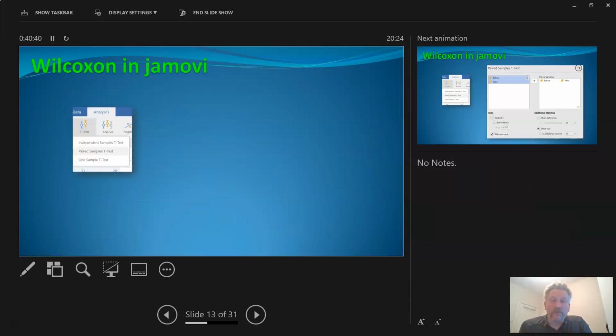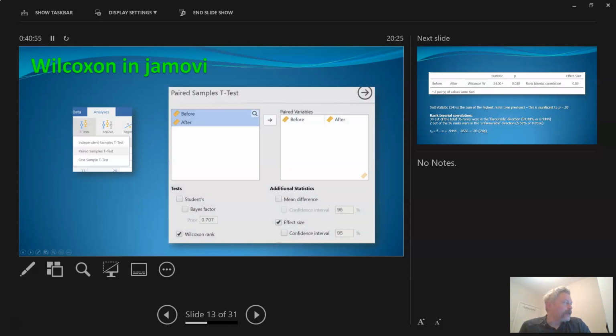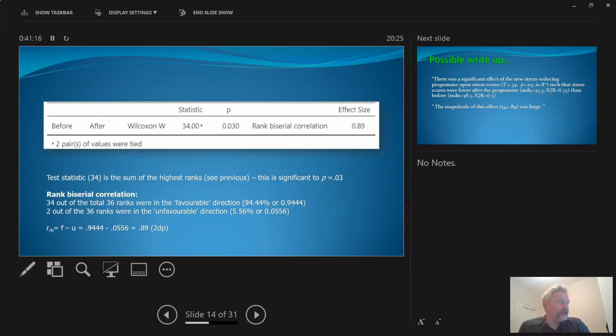When we actually run the Wilcoxon signed ranks test in Jamovi, you'll be more familiar with this when we actually get round to looking at these types of analyses. You just click on the t-test and paired samples t-test, and one of the options that you get to choose is the Wilcoxon signed ranks test. So we'll do that, and again we're just going to be comparing the before and after scores. There are other options that we can tick, but this is what we're concentrating on. And the output that we get.